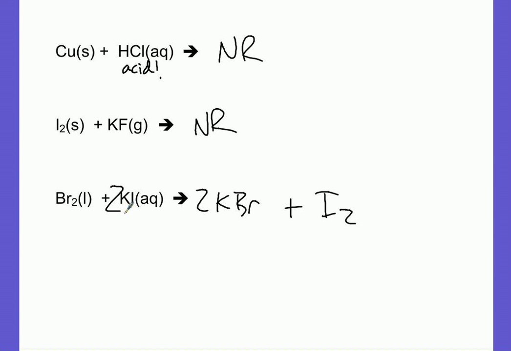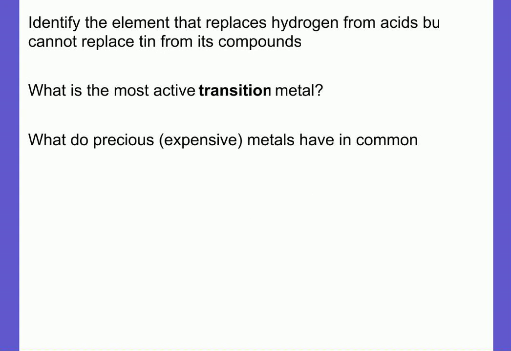So again, hopefully checking with these things, you can understand how this activity series is used, right? You're going to have plenty more examples on a worksheet. But there are these last 3 questions that you're supposed to answer as well. Identifying the element that replaces hydrogen from acids but cannot replace tin from its compounds. Essentially, I'm just looking for something that's higher than hydrogen on the list, but lower than tin.